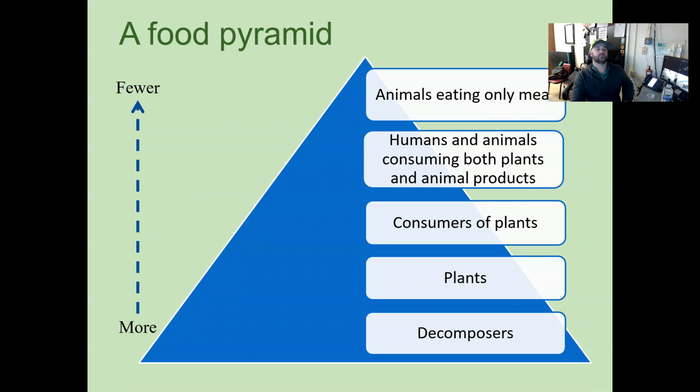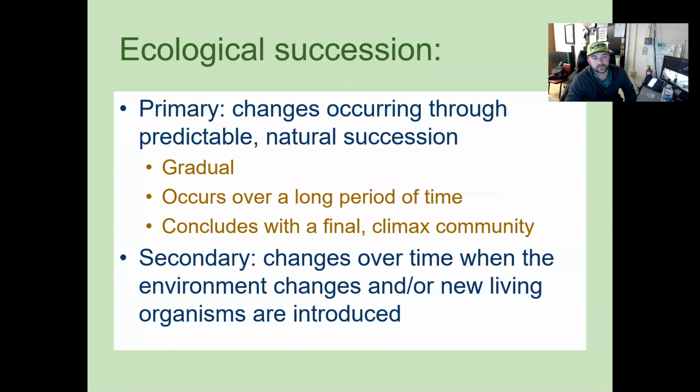So let's take a look at a food pyramid. At the bottom, we have more of these. At the top, we have less. So at the bottom, we have decomposers moving up to plants, moving up to consumers of plants, moving up to humans and animals consuming both plants and animal products, and the last one, animals eating only meat.